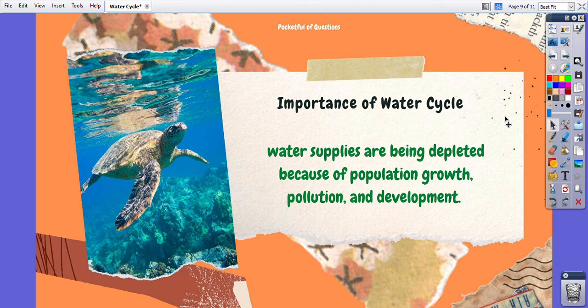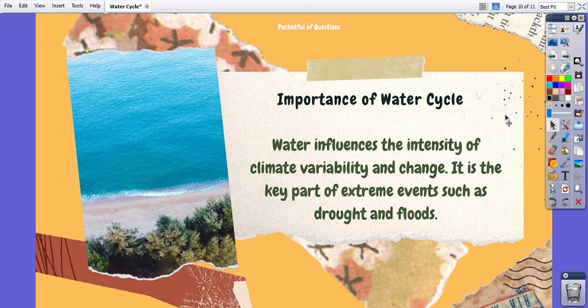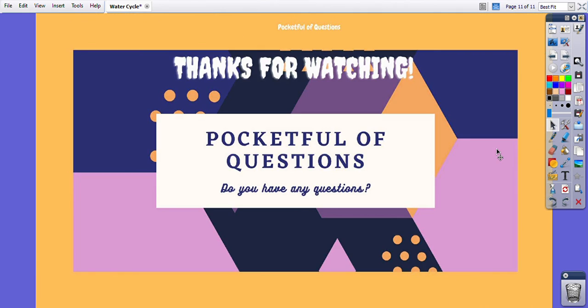Water supplies are being depleted because of population growth, pollution, and development. We all know that when we have to make new housing societies and when waterways are polluted, that is how water supplies are being depleted. Water influences the intensity of climate variability and change. It is a key part of extreme events such as drought and floods. If there is no rain for a long period of time, land becomes dry. So the importance of water is over here. And if it rains too much, it causes floods, and that is destructive as well. That's all from today's lesson.